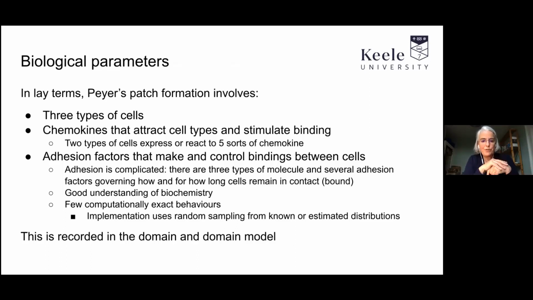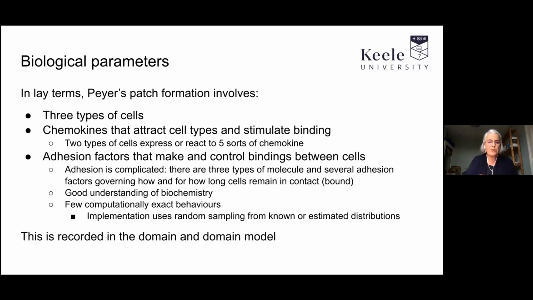In the domain model, there are 5 sorts of chemokines. These are variously expressed or reacted to by LTAs and LTIs, two types of cells. Again, in the domain model, there's a really complicated description taken from a range of Nature papers and other really powerful, really worthy bits of biology, exploring the biochemistry of adhesion. But essentially it comes down to 3 types of molecule, and several other factors that determine how and for how long cells that make contact remain in contact. It's called binding.